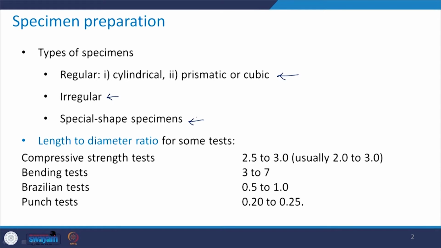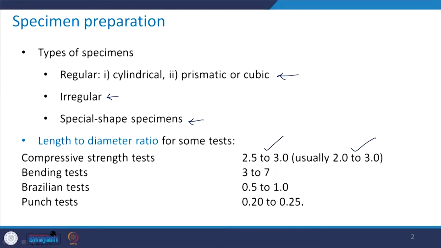In case you have compressive strength tests, then the recommended length to diameter ratio is 2.5 to 3. Sometimes it is very difficult to retrieve this big specimen, especially in the case of weak rocks. In that case, if it is 2 to 3, that also serves the purpose.